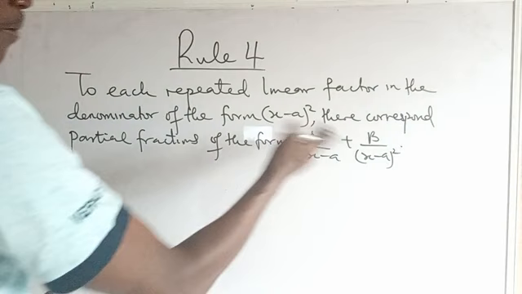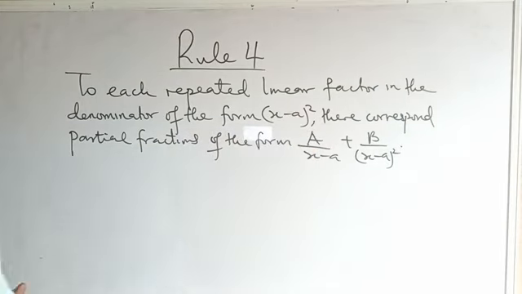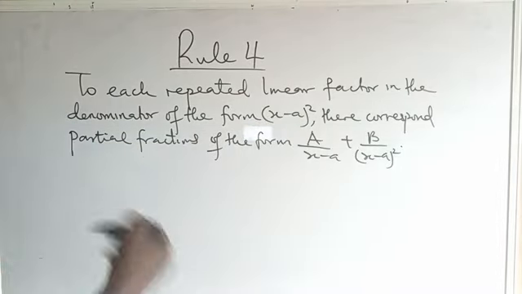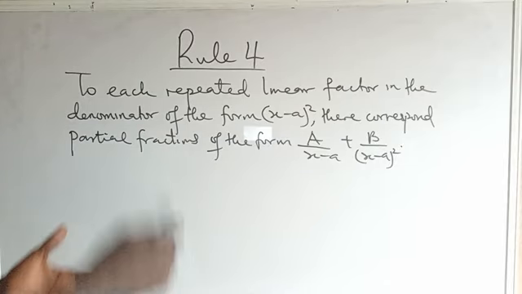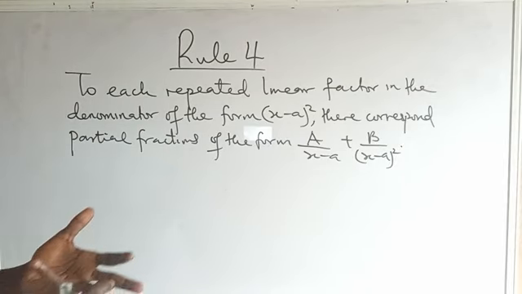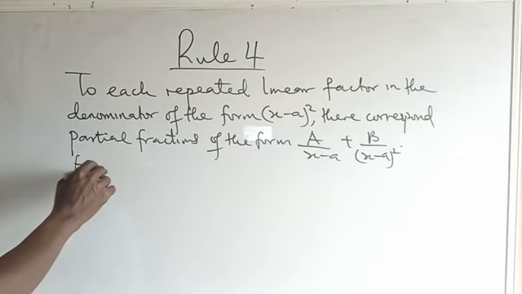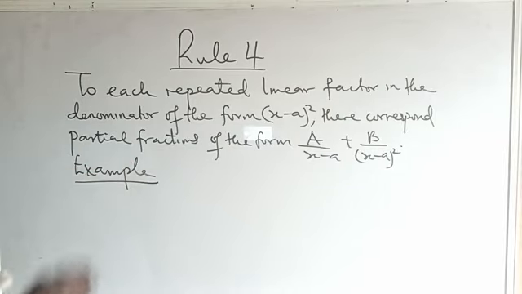As you can see, if you have x minus a all squared, it means that you are going to repeat that linear factor twice. If we had x minus a raised to power 3, we are repeating it what? 3 times. We have x minus a squared, and x minus a raised to power 3. So let's look at a suitable question for this. Let's look at an example that is suitable for this particular rule 4.